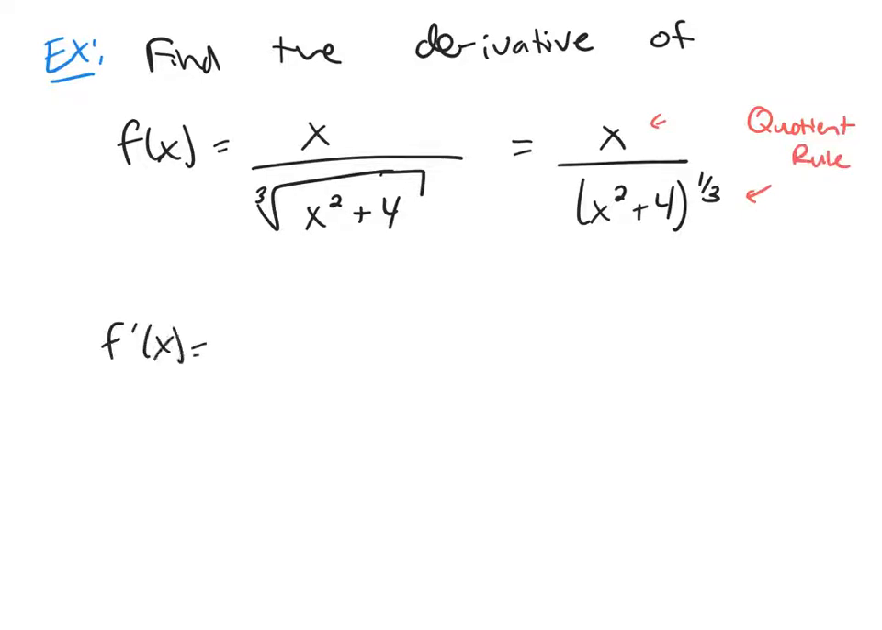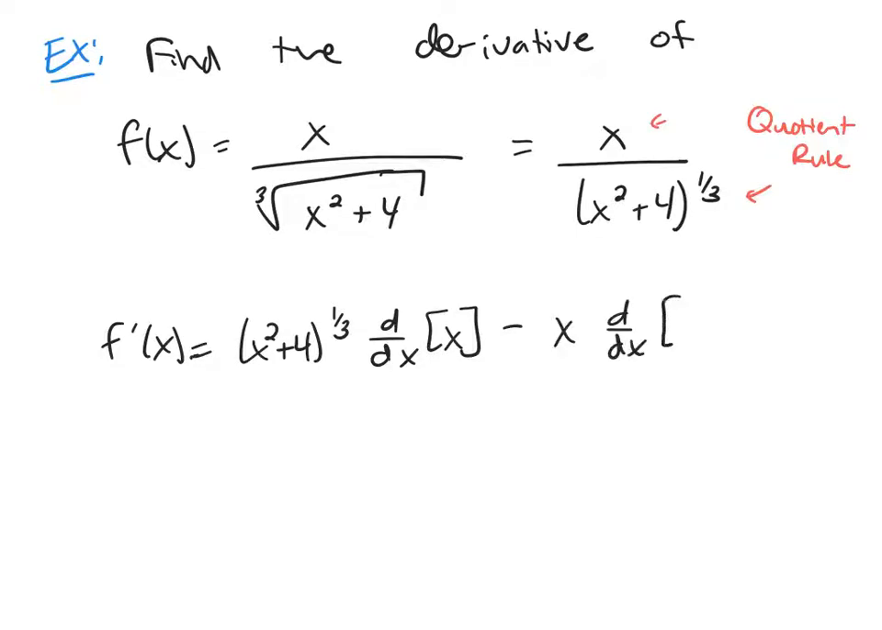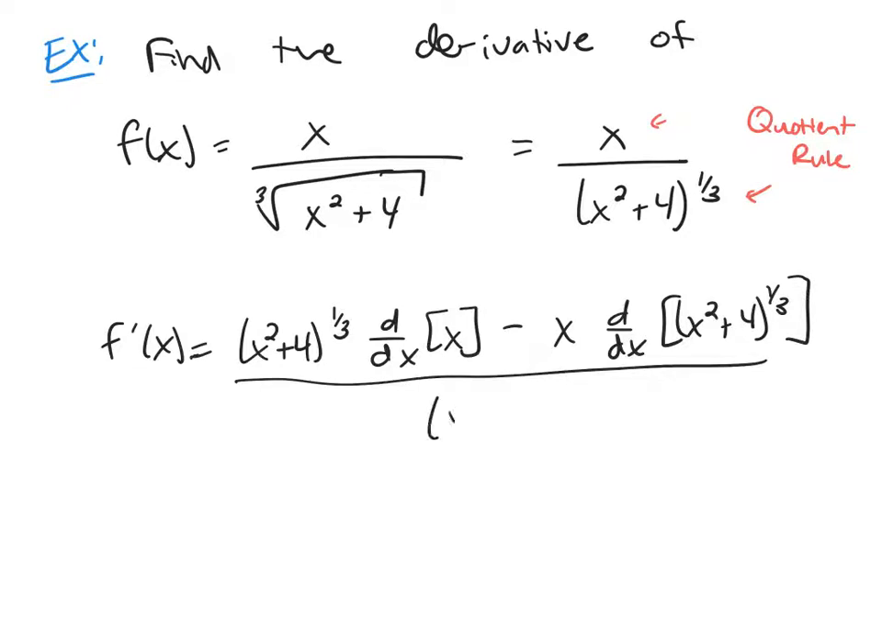F prime of x would be the bottom times the derivative of the top minus the top times the derivative of the bottom over the bottom squared.